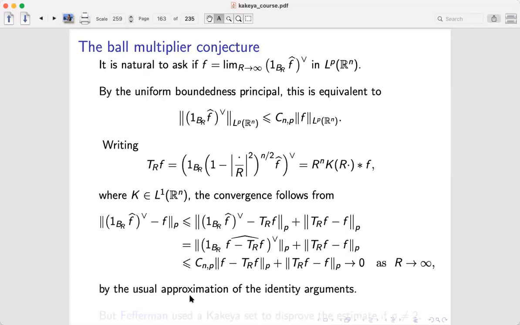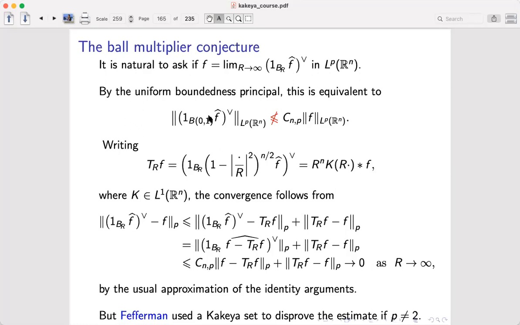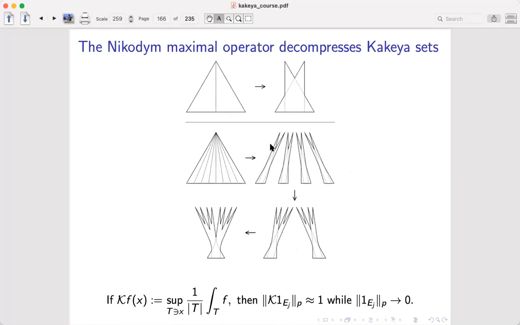So in order to prove this, you need to prove this, but also vice versa. If this convergence holds, then this must hold. Now, Fefferman used a Kakeya set to disprove this bound. In fact, this is scale invariant anyway. You can just scale and then turn this into the unit ball. And so he proved that this inequality does not hold if p is not equal to 2, using a Kakeya set. So this was the first connection between Kakeya and Fourier analysis. And it was a big deal, I believe. I wasn't around.